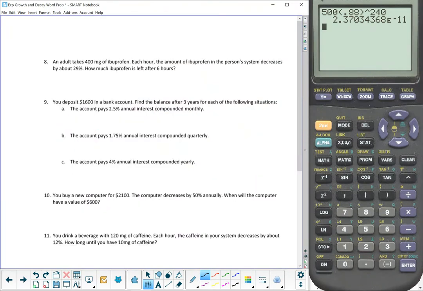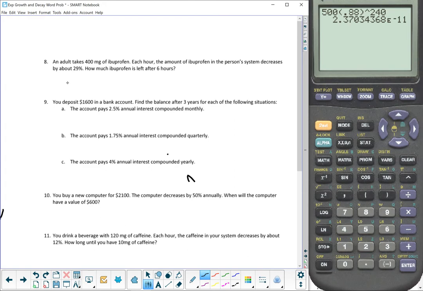Right, number 8. An adult takes 400 milliliters of ibuprofen. That's like Advil, right? Each hour, the amount of ibuprofen in the person's system decreases by 29%. How much ibuprofen is left after 6 hours? Okay, that is another exponential decay model, except we're not using the half-life because we're not losing half of it. We're only losing 29%, right?